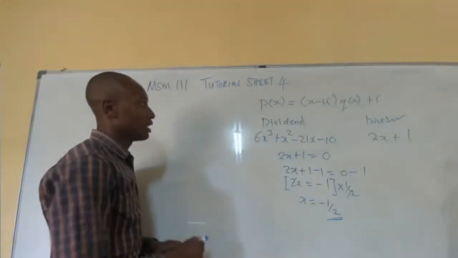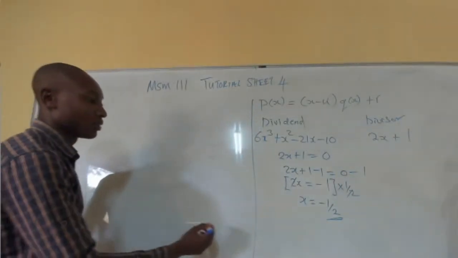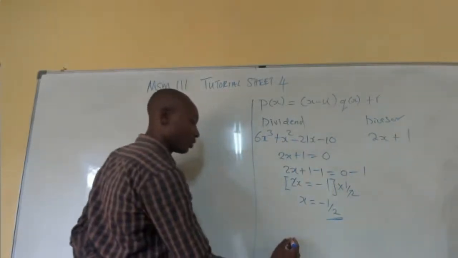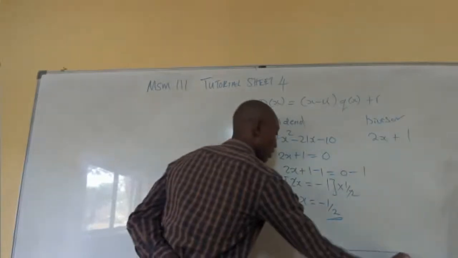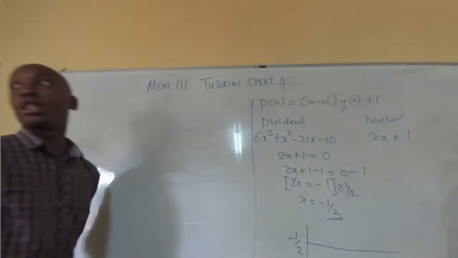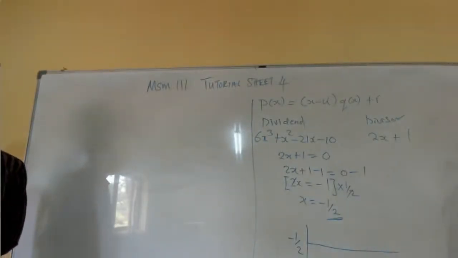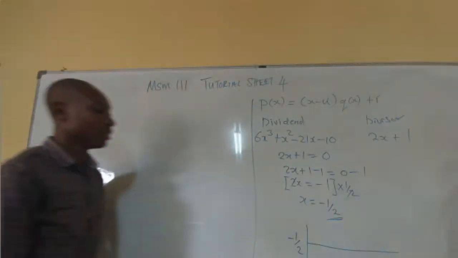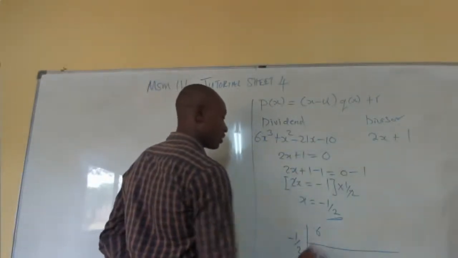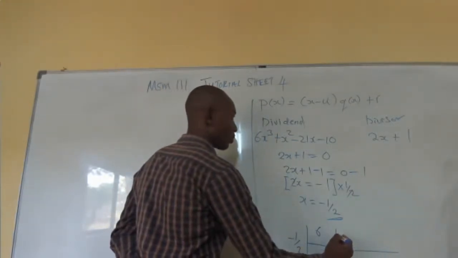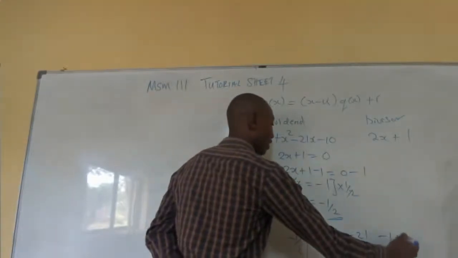Now recall what I said. I said we're supposed to actually write this negative 1 over 2 like that. Then we're going to write the coefficients that we have in the question. So what are the coefficients in the question? They are these. Okay, so we have 6, we have 1, we have negative 21, and we have negative 10.